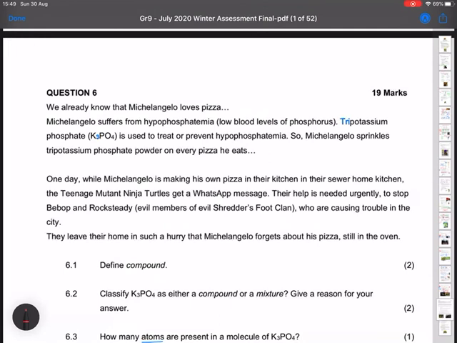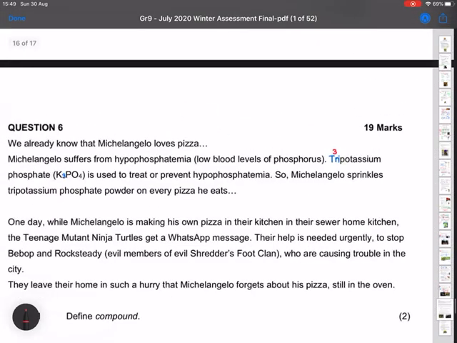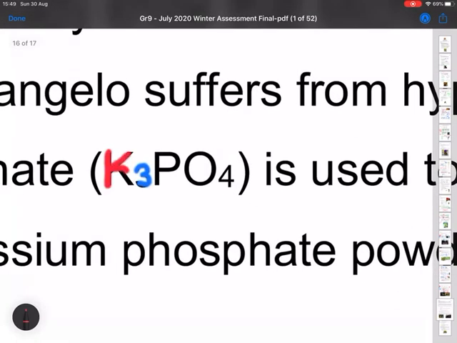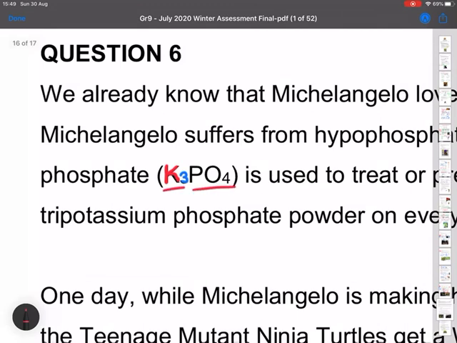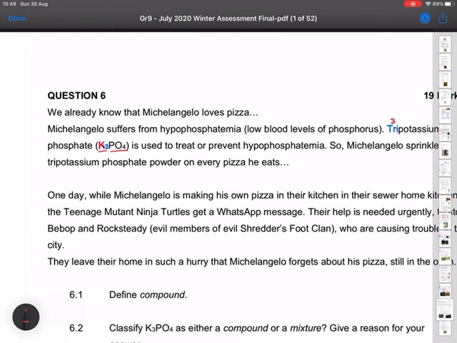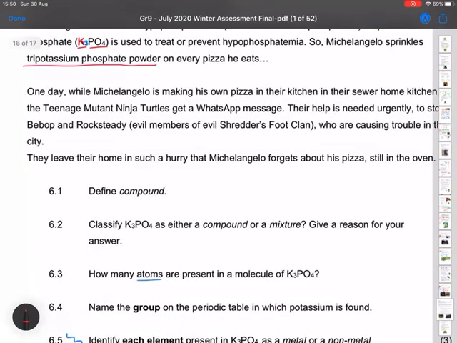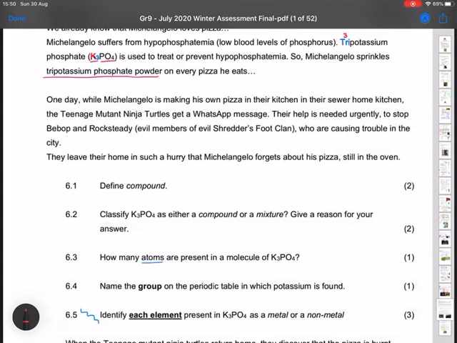Last question. We already know that Michelangelo loves pizza. Michelangelo suffers from low blood levels of phosphorus. Tripotassium, now remember tri means 3. Tripotassium phosphate, so tripotassium is K3, and PO4 is the formula for phosphate. You didn't need to know that, which is why I gave it to you. So tripotassium phosphate is used to treat the low blood levels of phosphorus. So if he's got low blood phosphorus, he sprinkles some tripotassium phosphate powder onto his pizza so that he can increase his phosphorus. One day Michelangelo's making his own pizza. They need help. They leave in a hurry that he forgets about the pizza that's still in the oven.